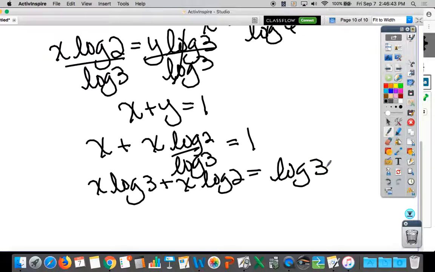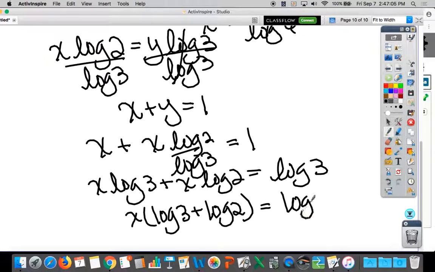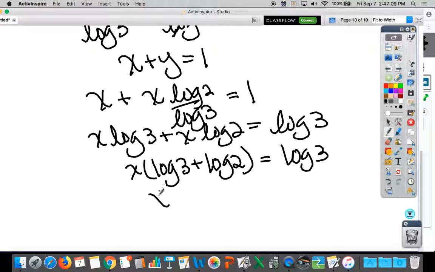Look familiar? Then I do the same thing that she did. I just arrived at this point a little differently. What can I do over here? I got 2 terms. Factor out an x. Then I can divide by the log 3 plus log 2, and I come up with the same thing. Write them as a single. It's log 6.